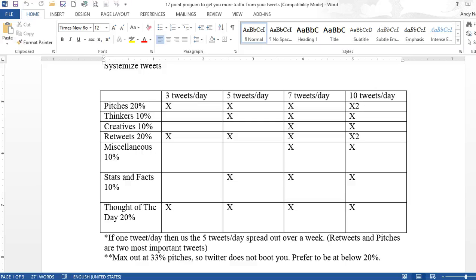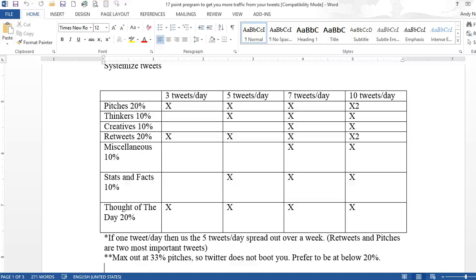Then here's a good breakdown of that. At most, like I said, 20% should be pitches. Thinkers, like if you have a thought of the day, should be 10%. Creatives, like if you have a photo or some other type of image, that could be 10%. You could also use images with thinker posts as well. Retweets should be 20% of your tweets. So if there's people who are influencers in your industry, maybe find a few of their tweets and include them in there to retweet as well.